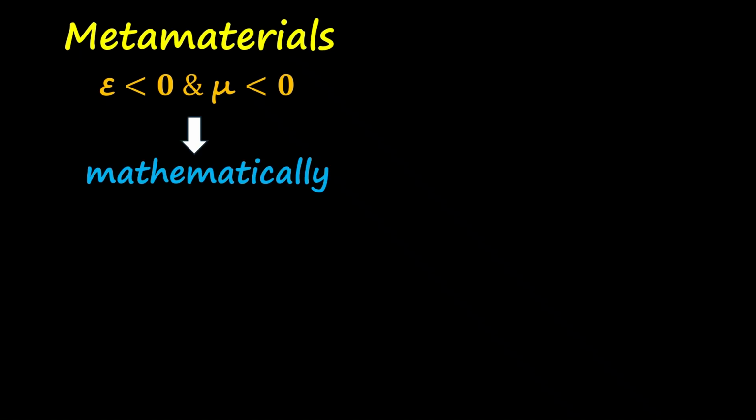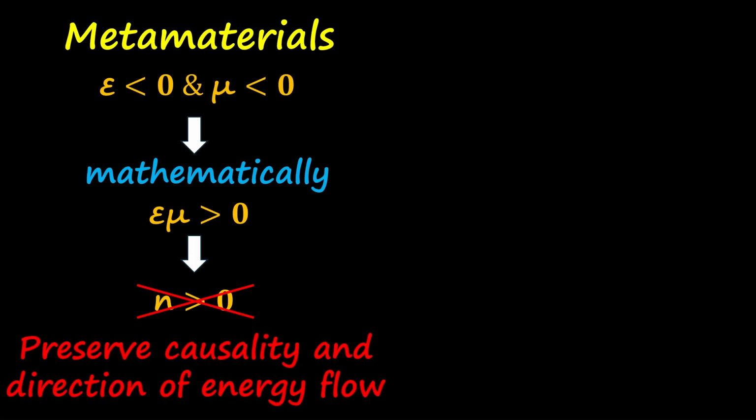Suppose we have a metamaterial whose permittivity and permeability are negative. So mathematically, the product of these two quantities is a positive number. So we expect the refractive index to be positive. But it turns out it cannot be positive because we have to preserve the causality and the direction of energy flow. Basically, the physics has to be preserved.